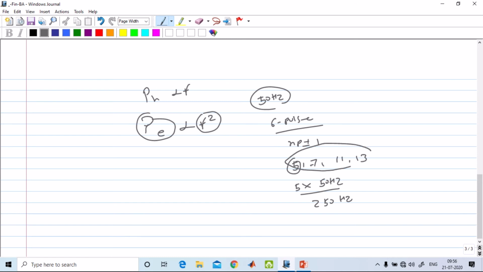Because of this, dominant harmonics are very high in the 6 pulse converter as well as in the 12 pulse converter. So because of that, the eddy current loss in the converter transformer is very high.